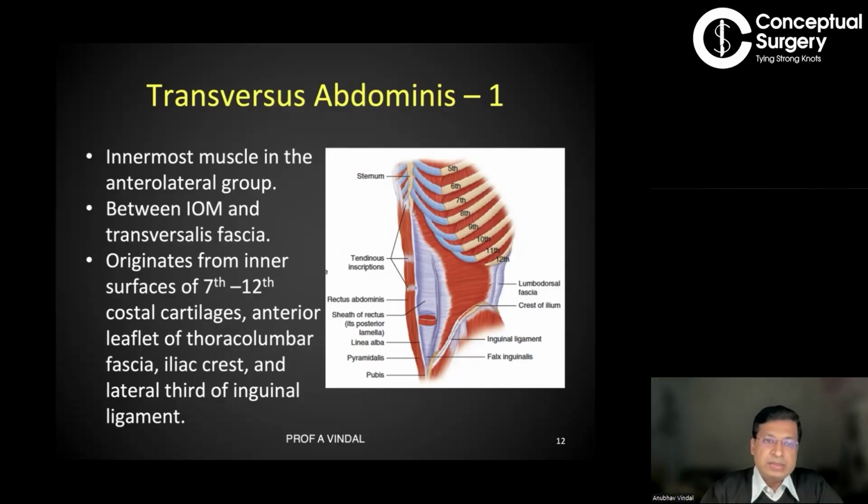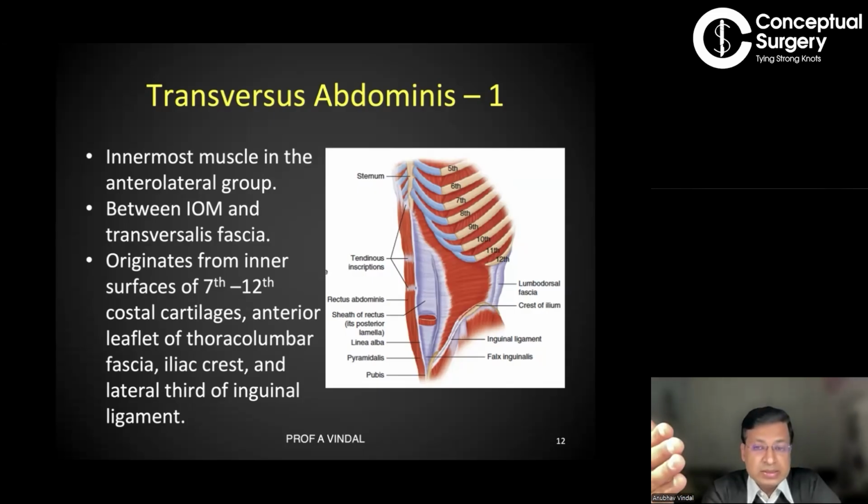Now, it originates from the inner surfaces of the 7th through 12th costal cartilages cranially, then the anterior leaflet of the thoracolumbar fascia in the midline, and a part of the iliac crest and the lateral third of the inguinal ligament. So it has a wide origin and it runs medially to insert onto the linea alba. Because it is the deepest muscle, it is the main component which gives origin to the posterior rectus sheath.